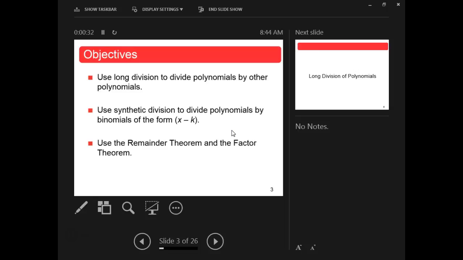Remember, that's what the last section was all about. So we'll use long division to divide polynomials by other polynomials. Now, do y'all remember how to do long division by hand? You punch it on the calculator, right? No, okay? We're going to do a real quick review there. Then we'll use synthetic division to divide certain polynomials. Not all polynomials you can do, only if you're dividing by a binomial of this form. We'll talk about that a little bit later. And then we'll use the remainder theorem and the factor theorem to give us other pieces of information that we probably didn't realize we had.